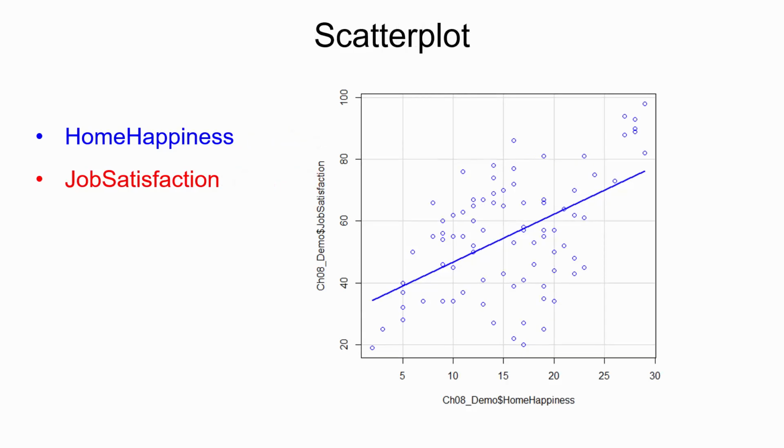We can order a scatter plot to visualize the data from these two variables. Each point represents the two values gathered from each individual. Specifically, this point represents two values gathered from one of the participants, who scored 22 on the Home Happiness Survey and 70 on the Workplace Assessment Survey.